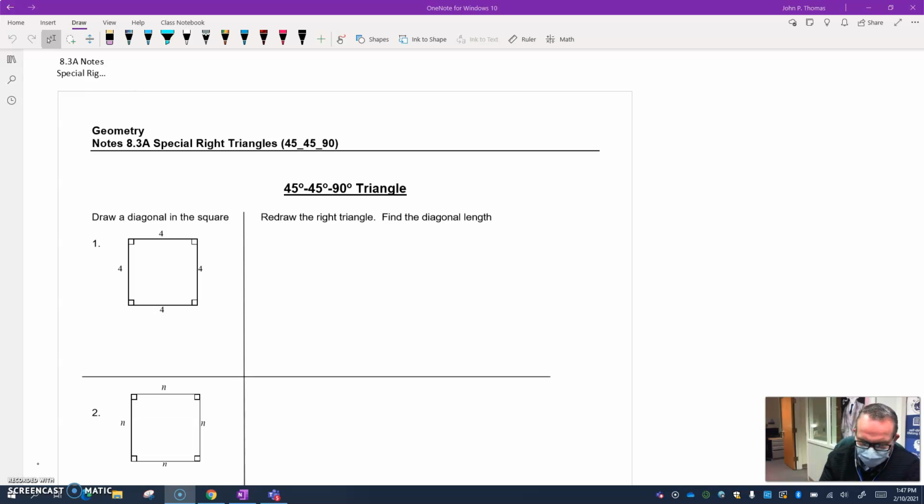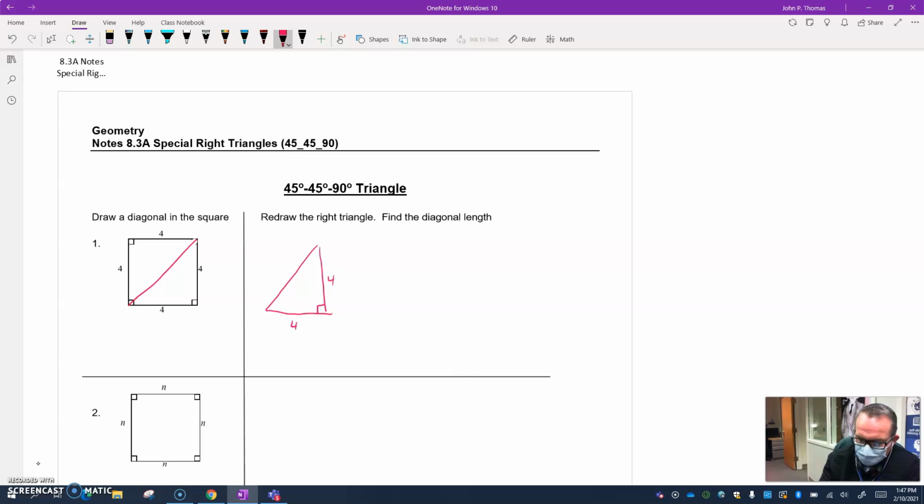Alright, it says draw a diagonal in the square, so I'm going to go ahead and do that for you. Let me get a pen color that you can see. And then it says redraw the triangle. Alright, that was created. So if I do that, I've got a right angle down here, a 4 on each of these sides. And it asks me to find the length of that diagonal.